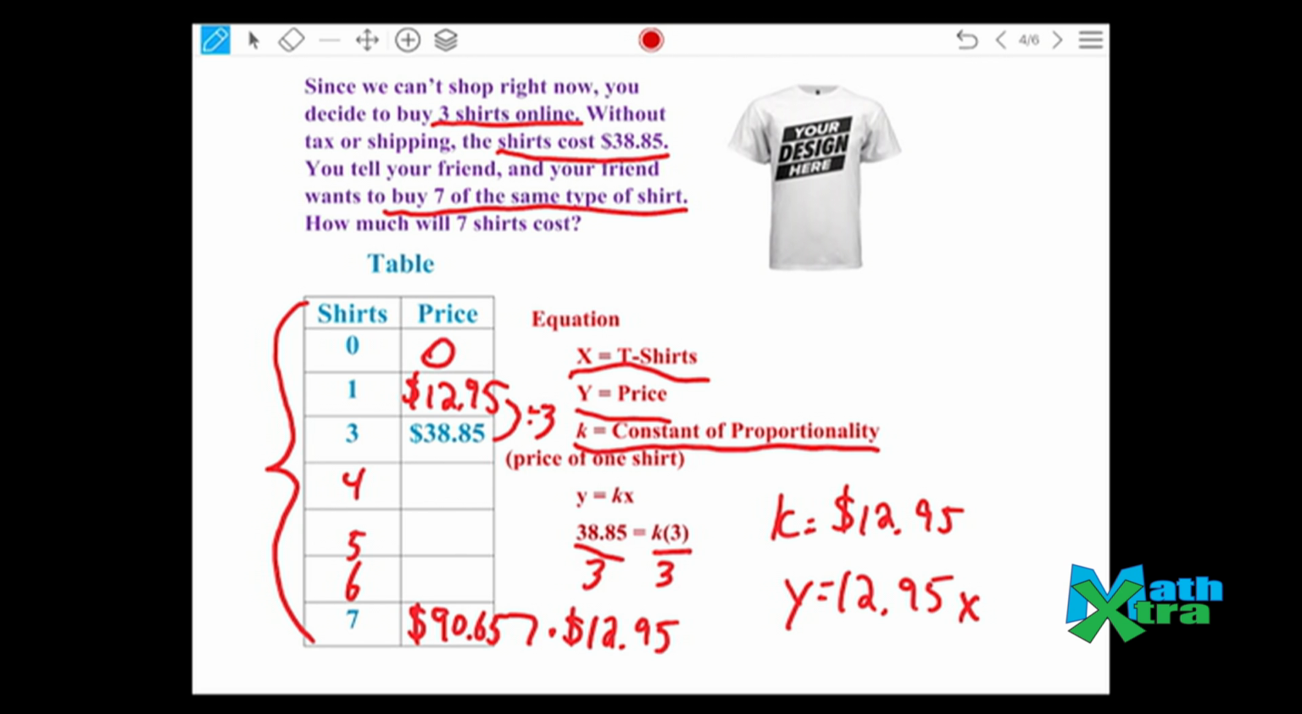So for every t-shirt we buy, it's $12.95. Also, if we multiply the number of t-shirts that we buy times $12.95, we'll get the total price. Now that's exactly what we did using the table and using our number sense, using our common sense. But if it's harder numbers or way bigger numbers, then we can use the equation also.